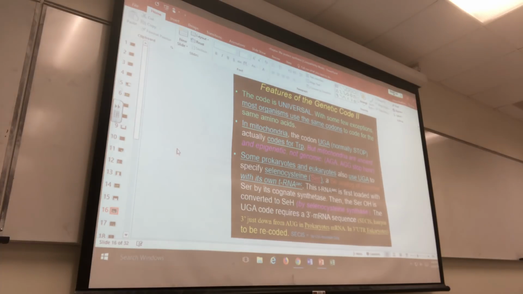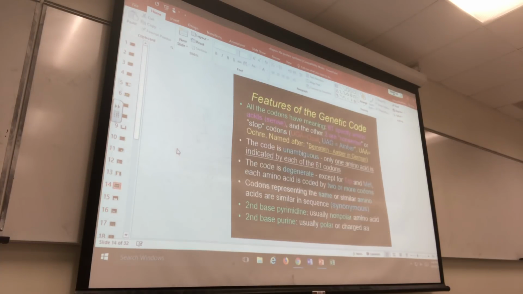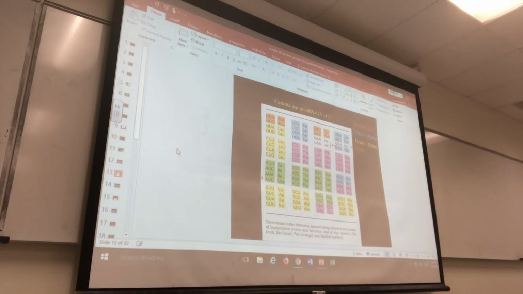The universal rule for the triplet code, by the way, is if you take a look at this table, you see any of these codons. Do I have to turn out one light? Probably. Where's the light switch? Back there? Is that all right? Can you guys see that? Or you guys all right? All right, then. If you guys can see it, then it's fine.